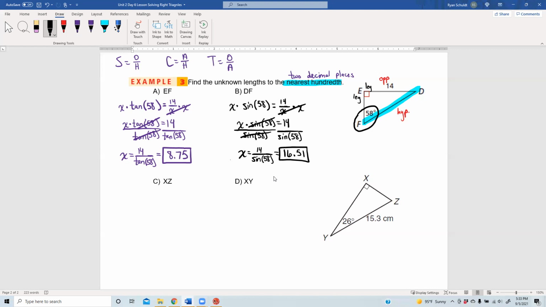So at this point, since this is a review of Fridays, I want you to pause the video and try C and D using the next triangle. Pause the video, try C and D, and then once you get those, then hit play, and I'll go through them.